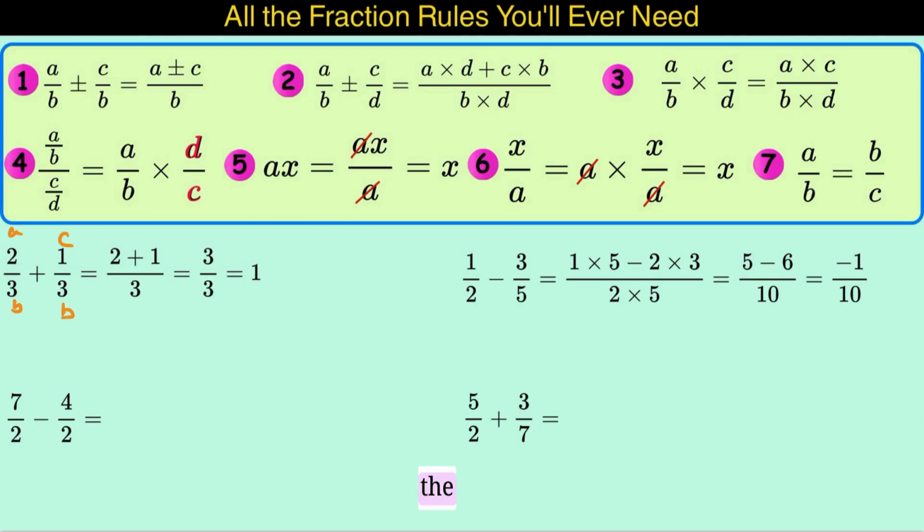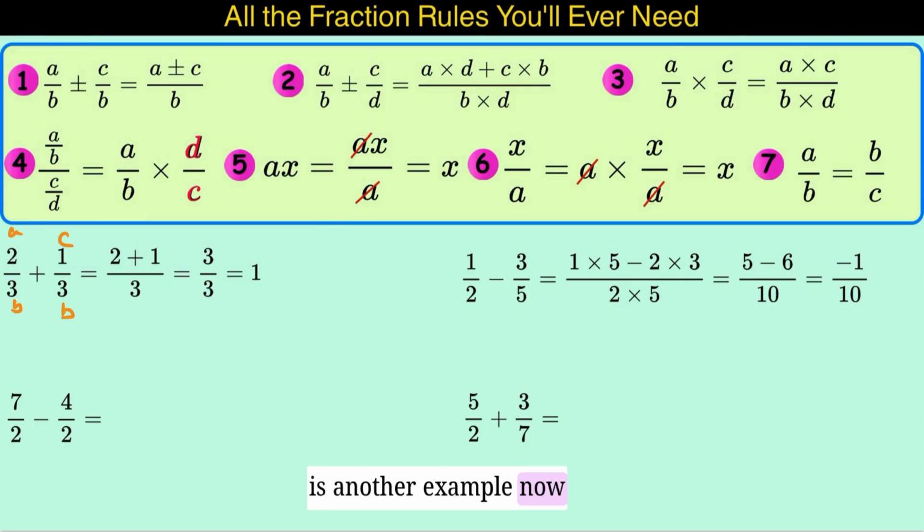Here, in the answer, I have B at the bottom, which is 3. Then I have A, which is 2. Then plus. If I have plus in here, I put plus in here. If I have negative, I put negative. Then I put my C, which is 1. That's why it's important to mark A, B, and C on each fraction. So 2 plus 1 is 3. 3 divided by 3 is 1.